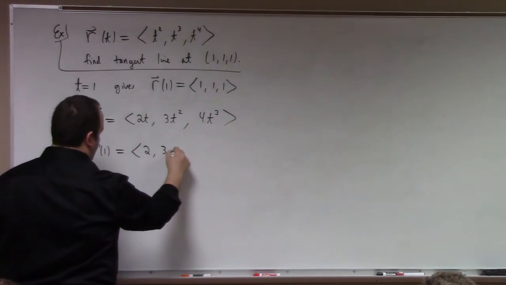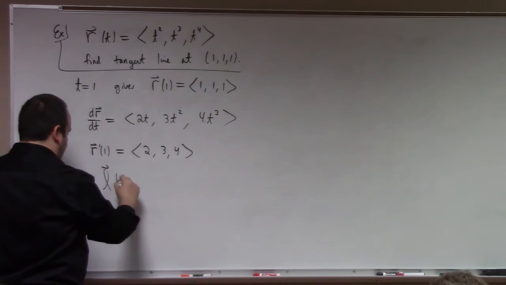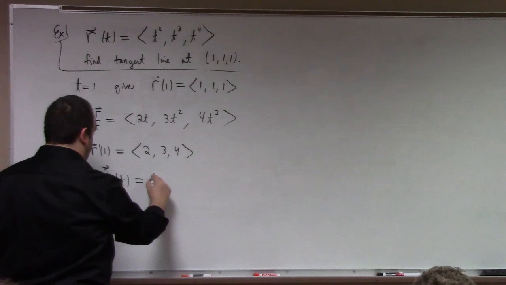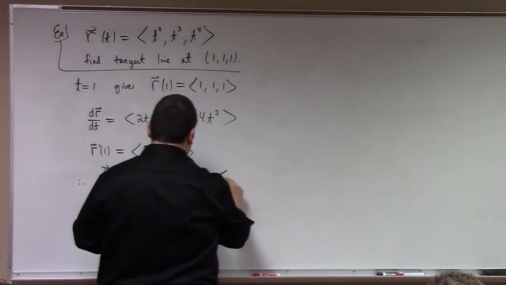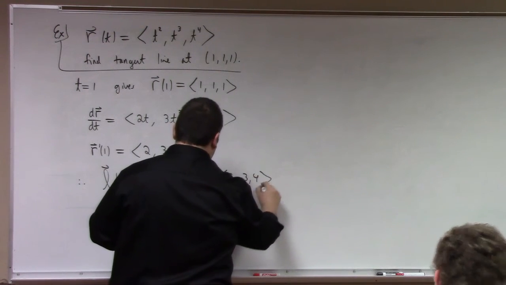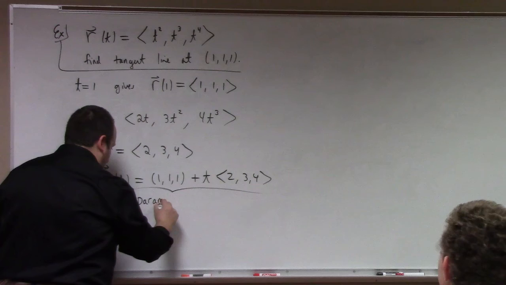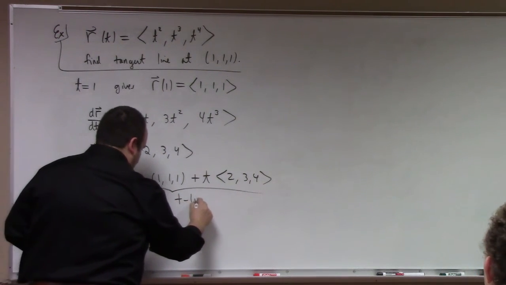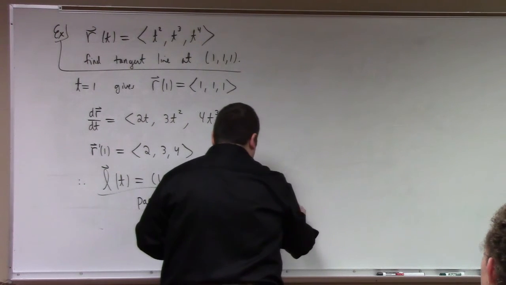Yeah, 2, 3, 4. So therefore, L of t equals 1, 1, 1 plus t times 2, 3, 4. This parameterizes the tangent line to the path at the point 1, 1, 1.